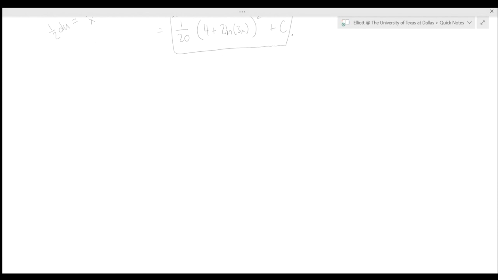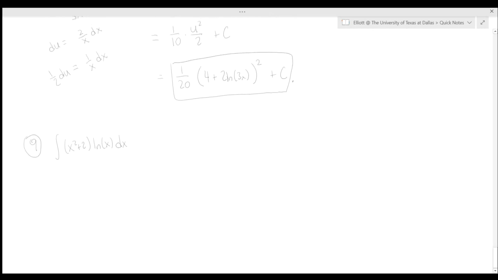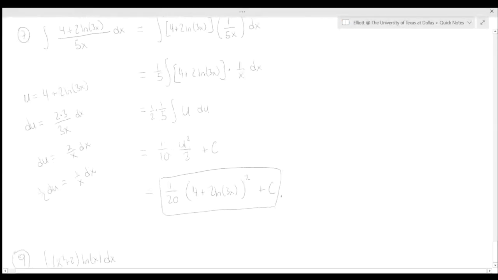So let's see here. I think what I'll do right now is I'll do number 9 first before I go back to number 8. So here we've got the integral of x squared plus 2 times natural log of x. And I want to do number 9 first because I think it might be useful to contrast this with problem number 7, which also had a natural log in it.